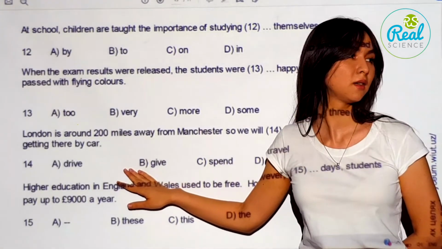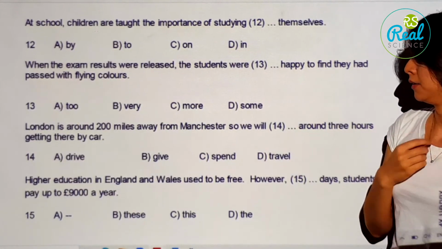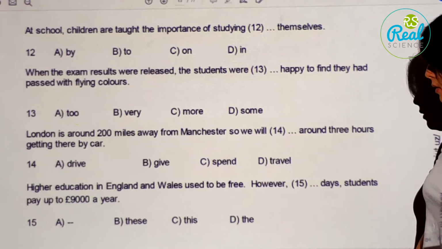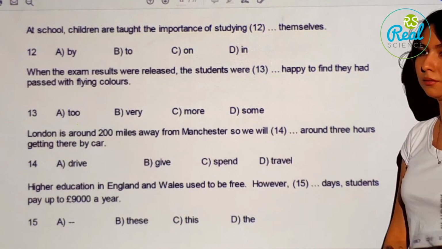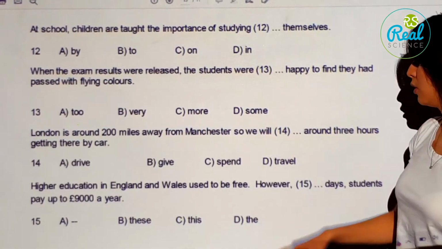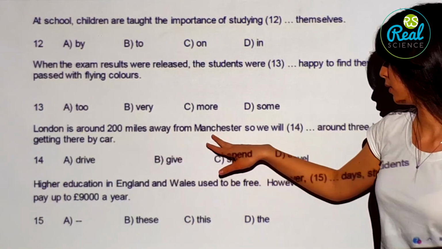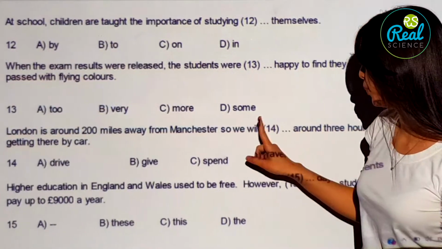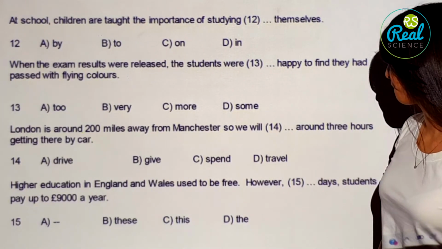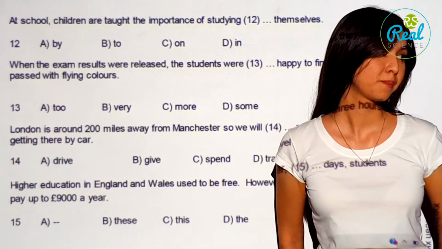London is around 200 miles away from Manchester, so we will spend around 3 hours getting there by car. Yes. Okay, very good. So you put C1, yes? Why not travel? Because here it's written that we spend getting there by car.